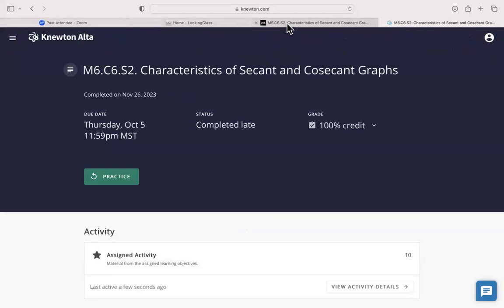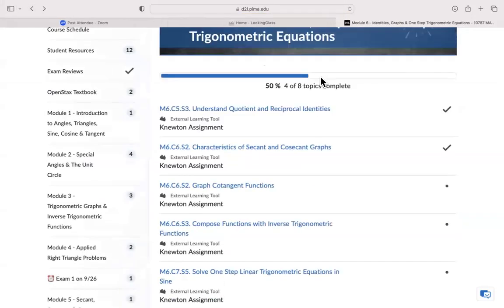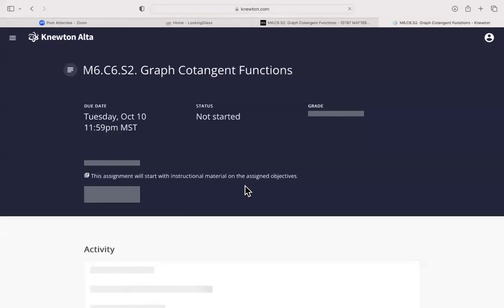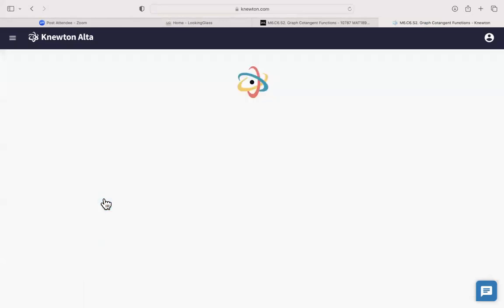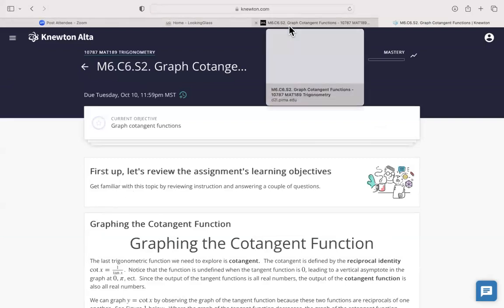Okay. M6, S2. Sorry, I'm going to try the next one that I have to do. I have a list, but it's just graph cotangent functions. There it is. Hang on just a second. I'll be right back with you. That's fine.